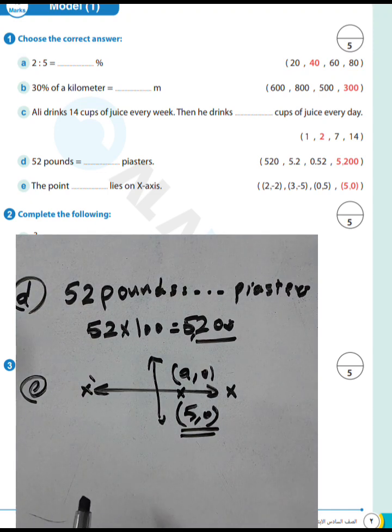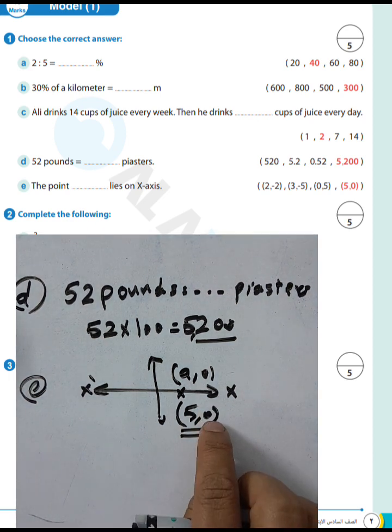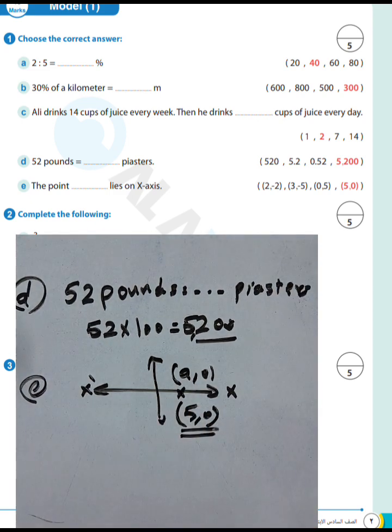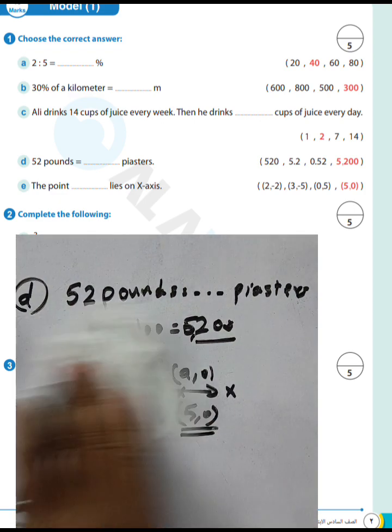Okay, again, any point that lies on the x-axis, the second projection here must equal 0, such as (E, 0) or (5, 0). So we must choose the last one, (5, 0). This point lies on the x-axis. Okay. Next question.